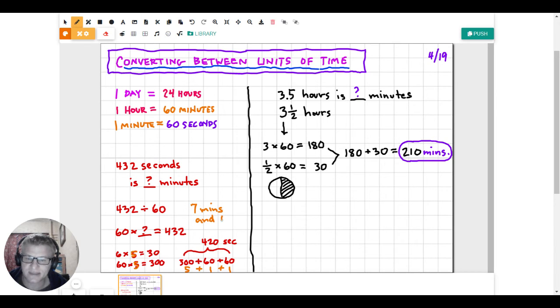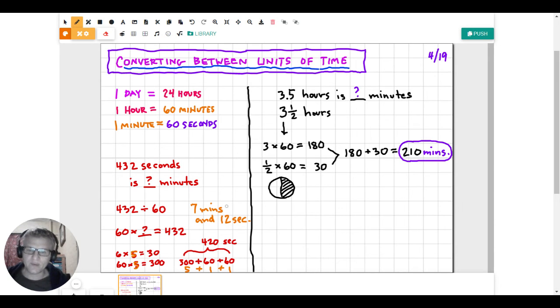Yeah, 12 seconds left over. 7 minutes and 12 seconds would be our answer to that one. So when we do a problem like that, we use division, right? We divide. And we could have divided, but what I did is I kind of changed division into this idea of counting up by 60. How many 60s fit into 432?